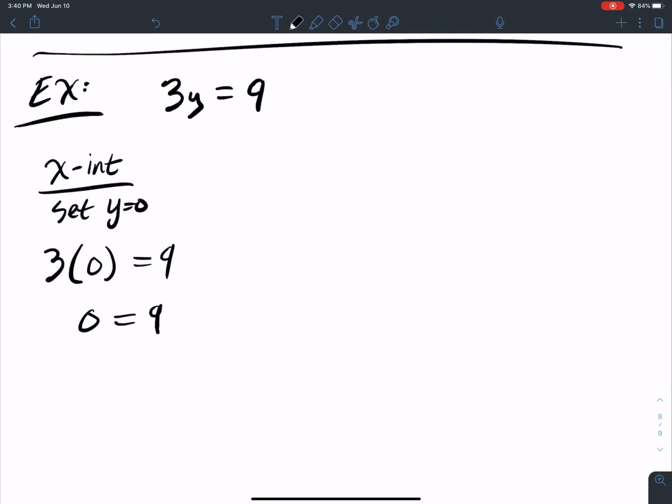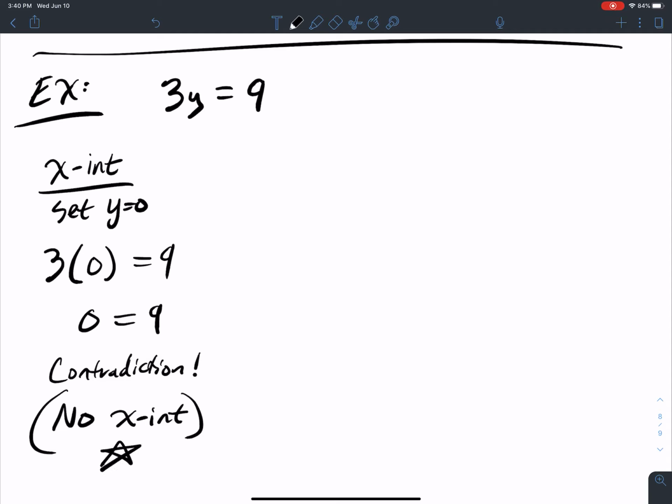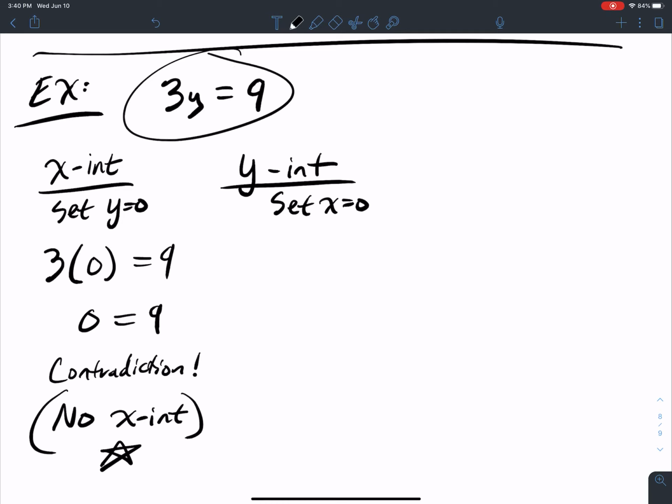In what world does 0 equal 9? This is a contradiction. It's never true. So that means there's no x-intercept. What about a y-intercept? I set x equal to 0. Well, I don't see an x in there. So we just go with it. 3y equals 9. Solve for y, divide both sides by 3. I get y equals 3. So the y-intercept is 0, 3.